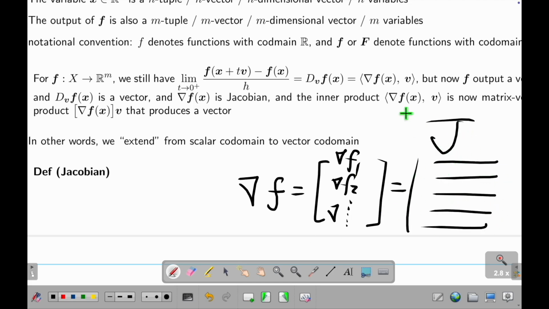So this is a matrix. So this is a matrix product with a vector. So actually this is a matrix-vector product. A matrix-vector product gives you a what? Gives you a vector, which is correct. Which is correct because the range is a vector. Okay. So now we talk about the Jacobian.